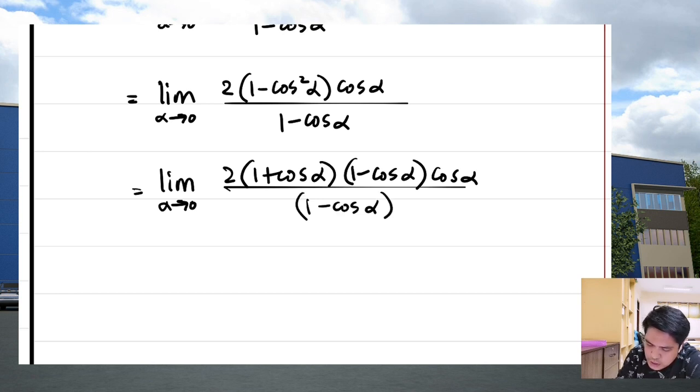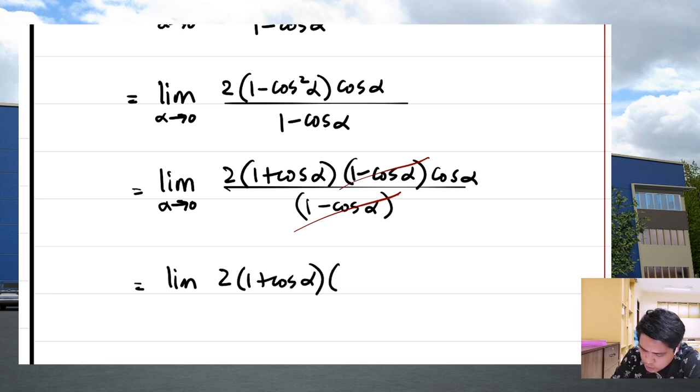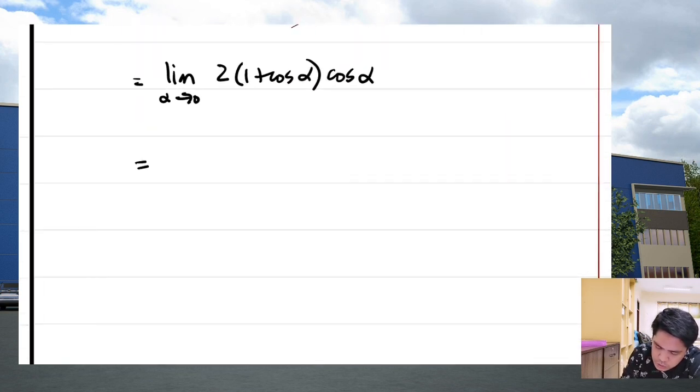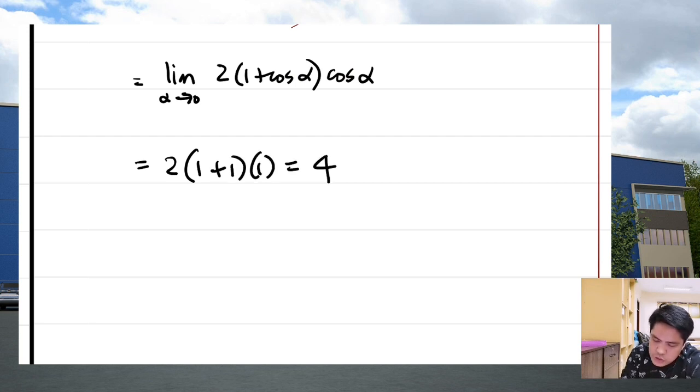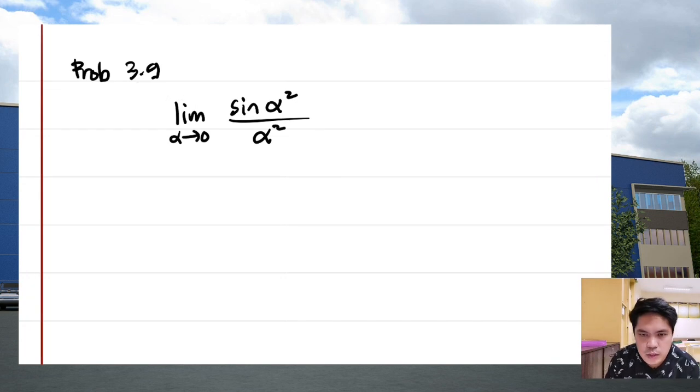So if we group, this could be cancelled out. So we only have the limit of 2 times 1 plus cosine alpha times cosine alpha as alpha approaches 0. So if alpha is equal to 0, cosine 0 is 1. So this becomes 2 times 1 plus 1 times 1. So the answer is 4. Our answer is 4. Okay, another problem.